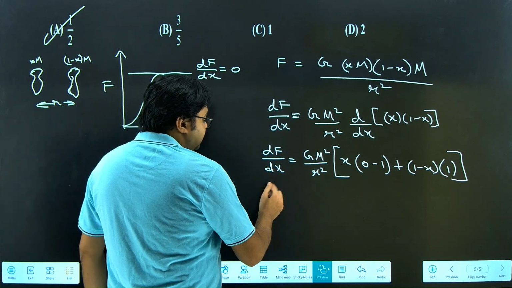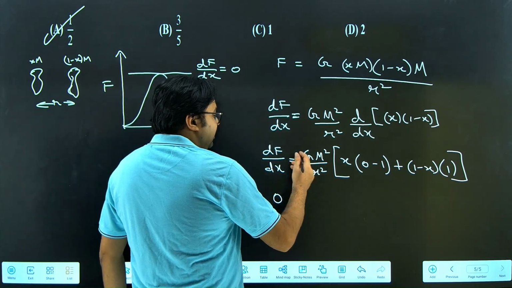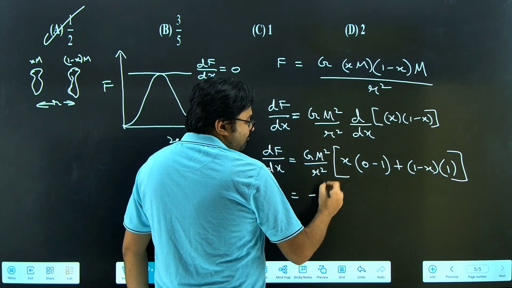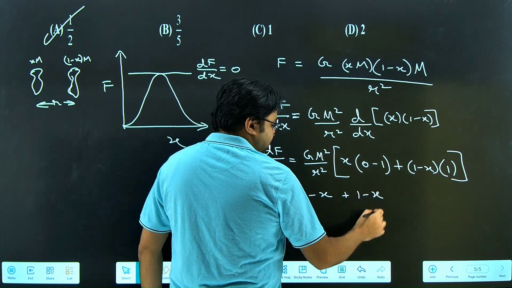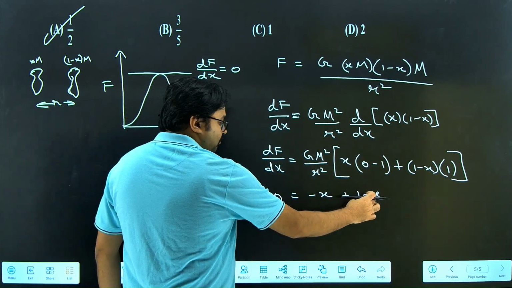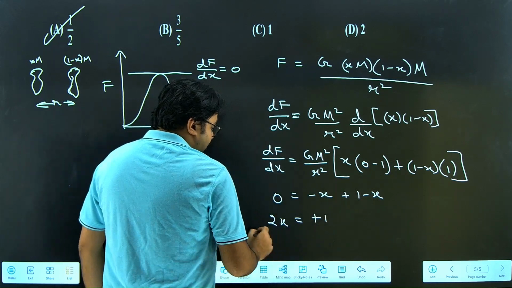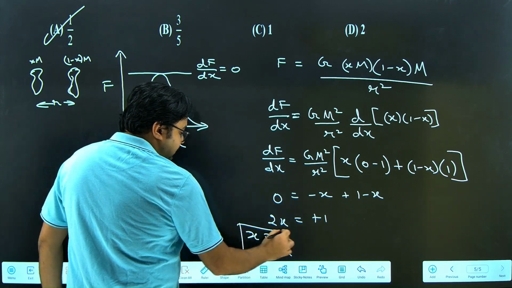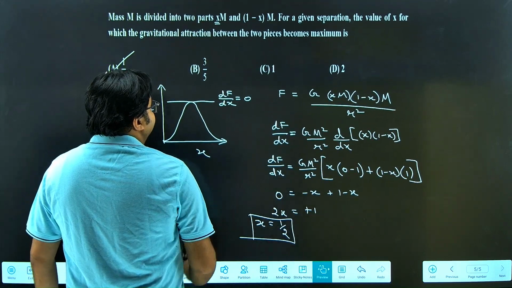The next step is to equate the right hand side to 0. When you equate the right hand side to 0, you will have 0 equal to GM squared by r squared, which can be sent to this side, and it will automatically become 0. You will have minus x plus 1 minus x. Bring both the x's to this side, you will have 2x equal to 1, or x equal to 1 divided by 2. Exactly the same answer that you had in the first case.